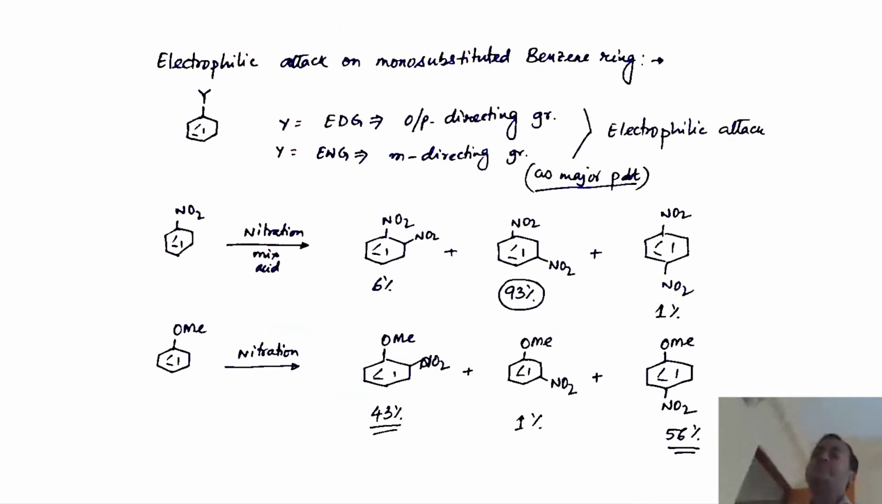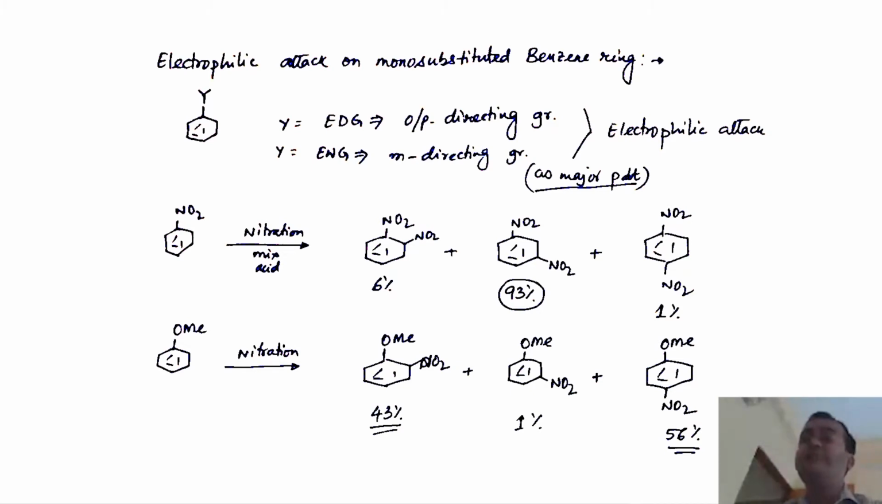Okay. Now let's see an example of the factor that I just mentioned. So as we said, when it is an electron donating group, it is ortho-para directing, and when it is an electron withdrawing group, it is meta directing. Now you know why. What is the reason behind it? So what are the examples?